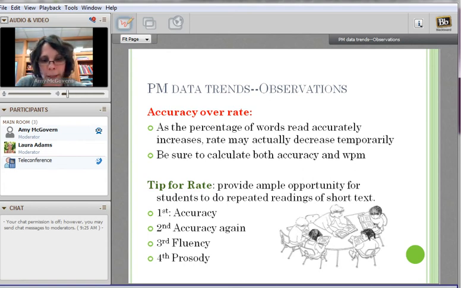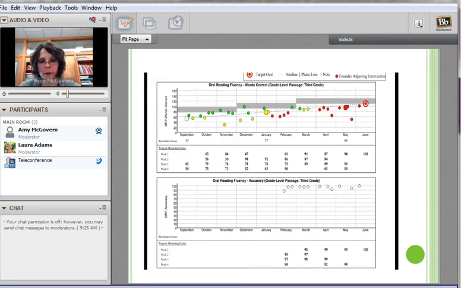So tips for rate. Provide ample opportunity for the students to first read with accuracy and then read again with accuracy. And then on those third and fourth readings, fluency and prosody are what you're working on. Okay, and so there's that student one more time.